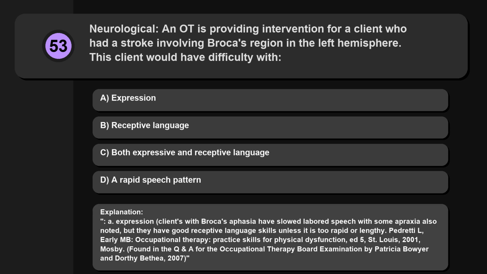Expression. Clients with Broca's aphasia have slowed, labored speech with some apraxia also noted, but they have good receptive language skills unless it is too rapid or lengthy. Pedretti L., Early M.B., Occupational Therapy: Practice Skills for Physical Dysfunction, 5th ed., St. Louis, 2001, Mosby. Found in the Q&A for the Occupational Therapy Board Examination by Patricia Boyer and Dorothy Bethia, 2007.